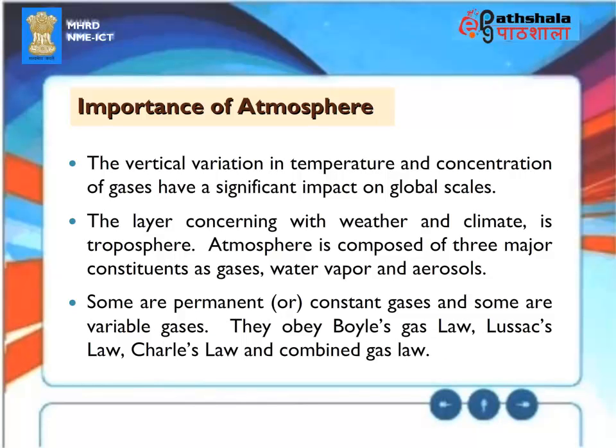The vertical variation in temperature and concentration of gases have a significant impact on global scales. The layer concerning weather and climate is troposphere. Atmosphere is composed of three major constituents: gases, water vapor, and aerosols. Some are permanent or constant gases, and some are variable gases. They obey Boyle's gas law, Gay-Lussac's law, Charles' law, and combined gas law.